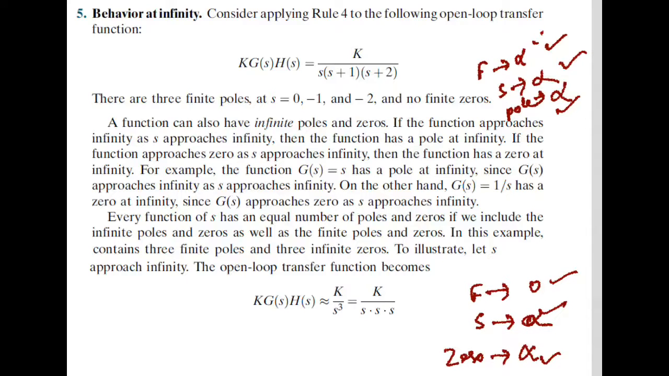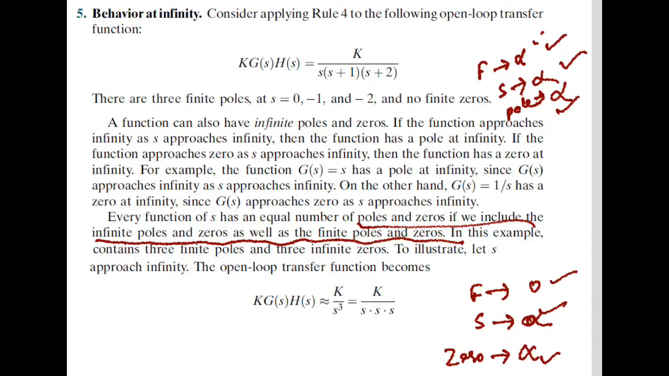So this point is quite clear, that the number of poles should be equal to the number of zeros, if we include the infinite poles and zeros as well as the finite poles and zeros. And if the zeros are not present in any example, then in that case those zeros would be at infinity, and it can be obtained by this.